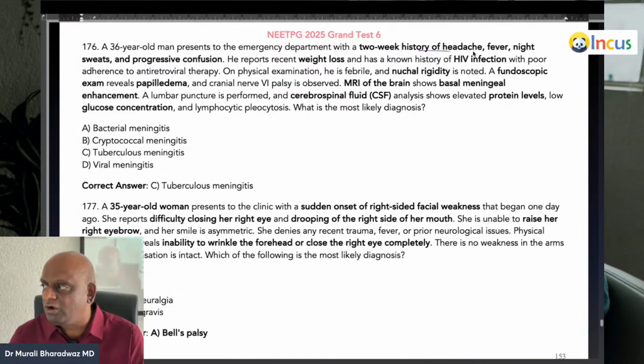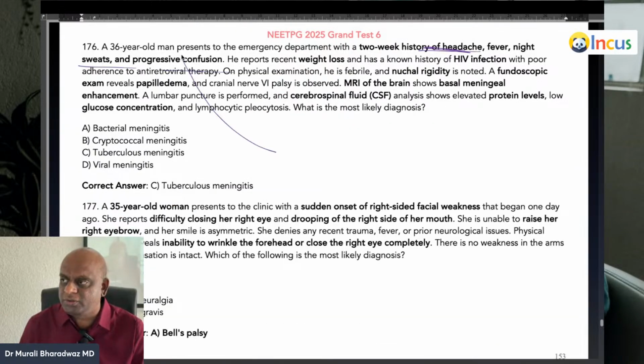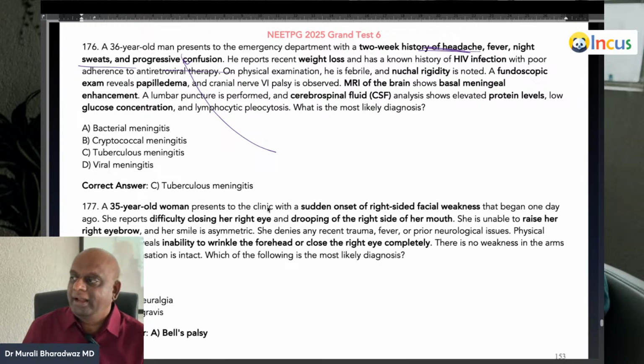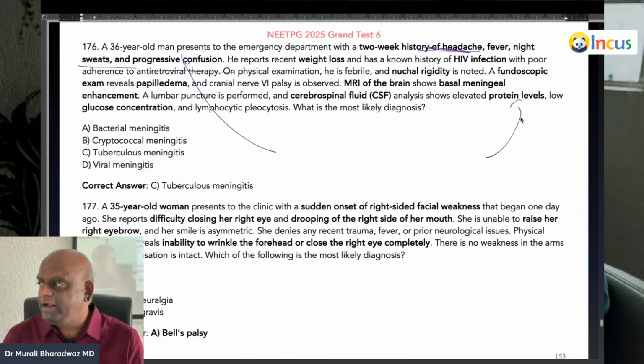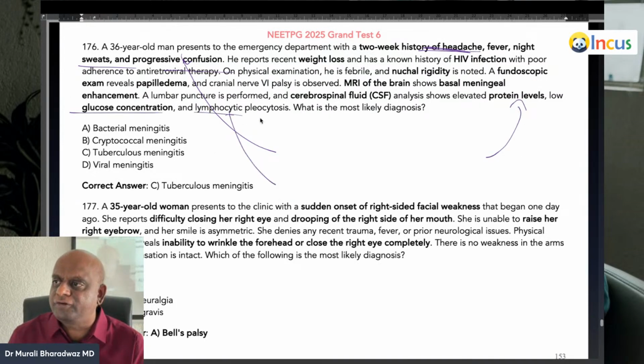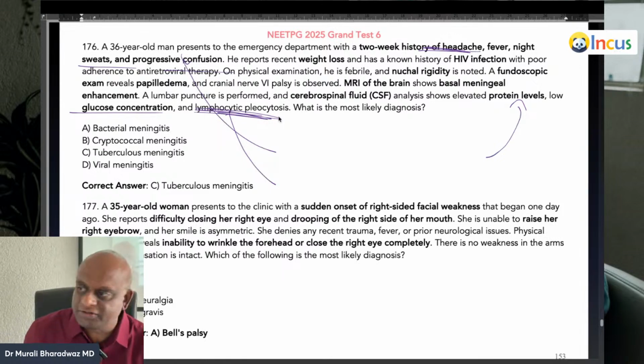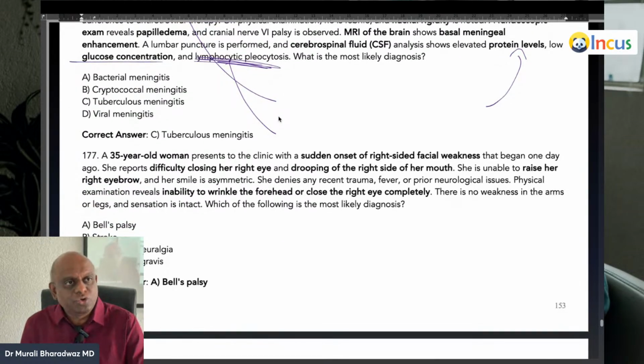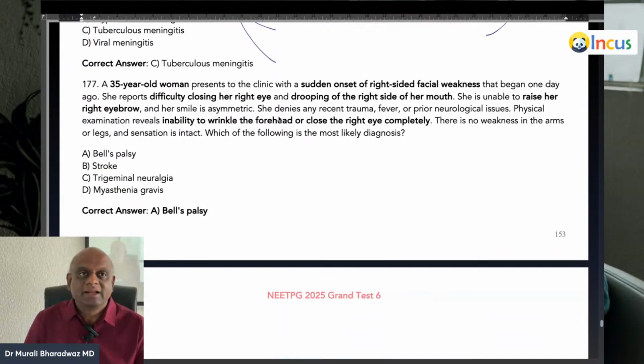A 36-year-old with 2-week history of headache, fever, night sweats and progressive confusion. And the CSF findings show elevated protein level, low glucose and lymphocytic pleocytosis. What is that called? Tuberculous meningitis.